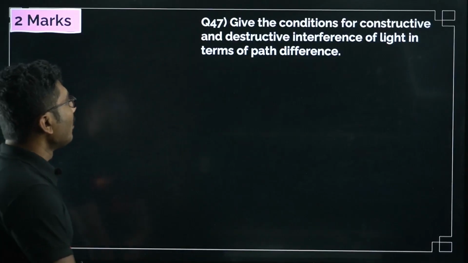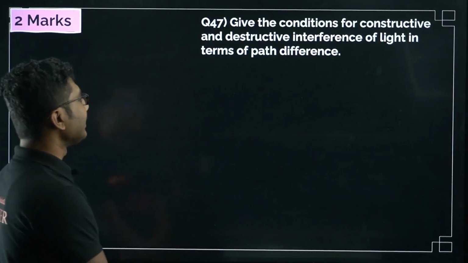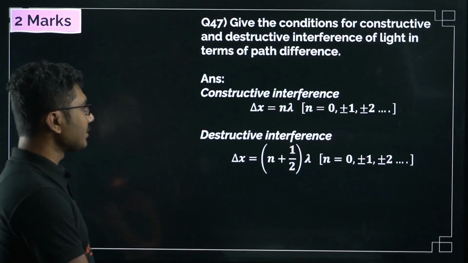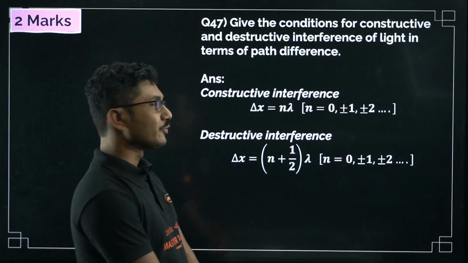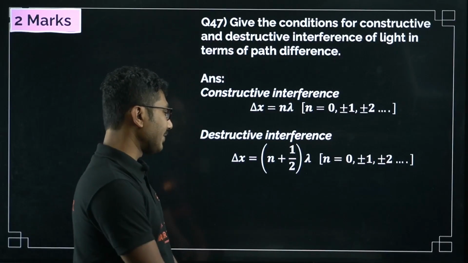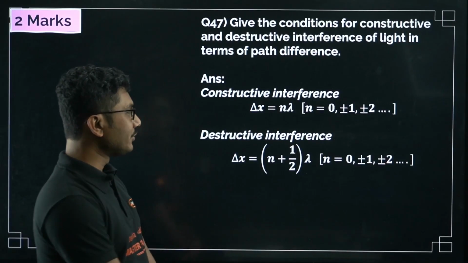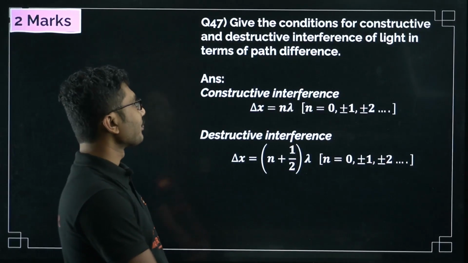Give the conditions for constructive and destructive interference of light in terms of path difference. The constructive condition is x equals n lambda, where n equals 0, plus minus 1, plus minus 2, and so on. Destructive interference is x equals (n plus half) lambda, where n equals 0, plus minus 1, plus minus 2, again.